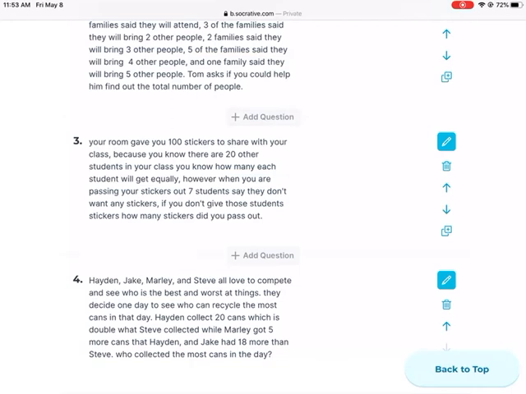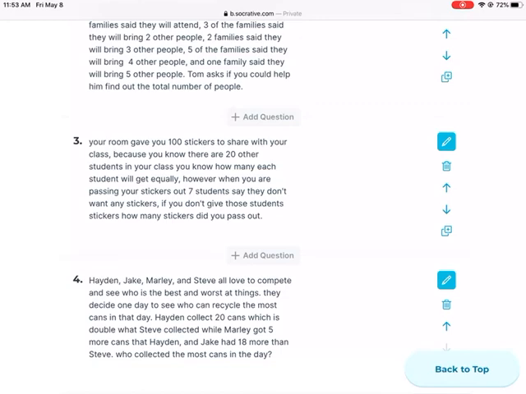However, when you are passing your stickers out, 7 students say they do not want any stickers. If you don't give those students stickers, how many stickers did you pass out? So this will be good for a pie chart, I think, because we're having a percentage of students that are going to be passed out stickers and the students who say they don't want it. So if we made a pie chart, we had 20 different equal pieces of 5 stickers. What we're going to do is we're going to take out 7 of those equal groups.